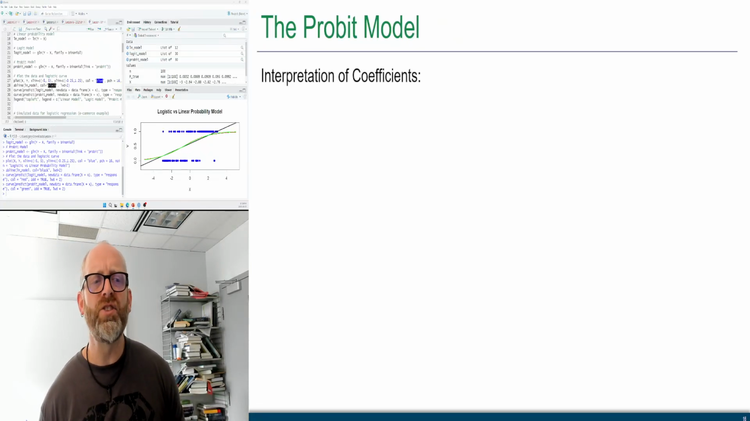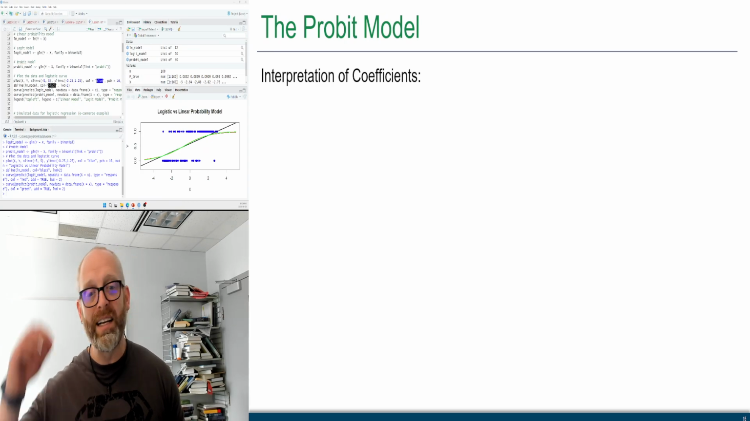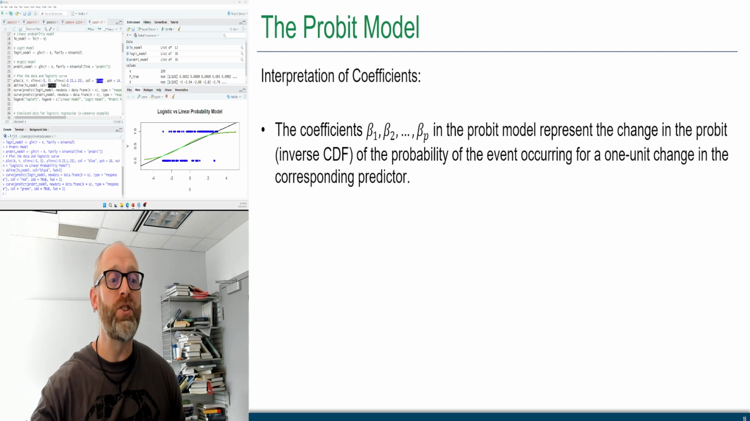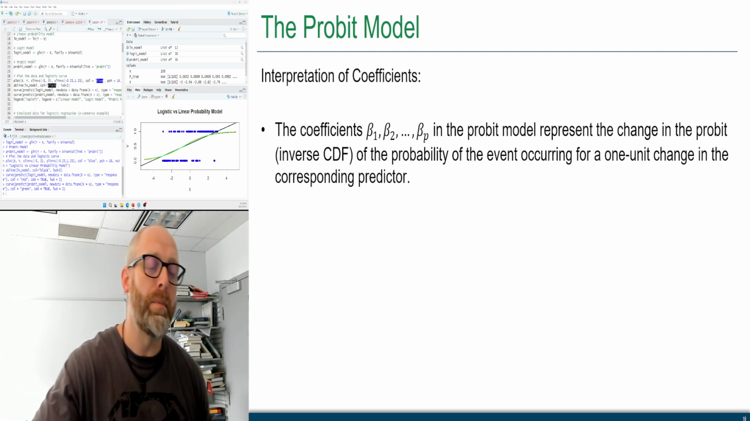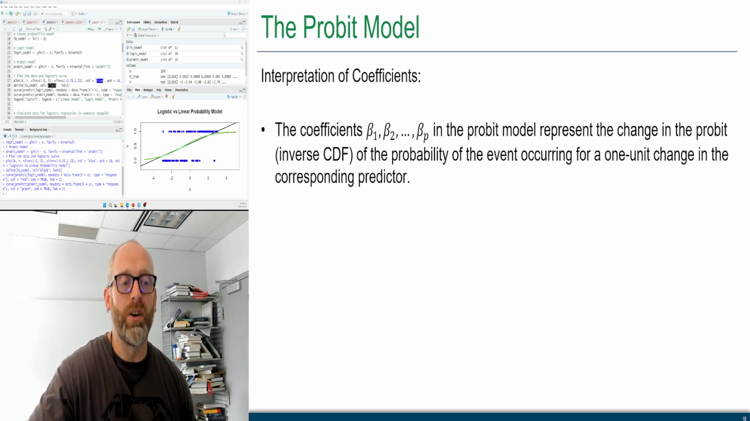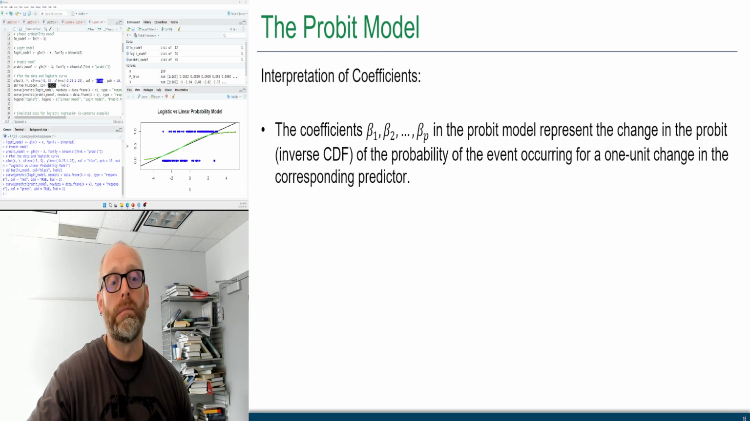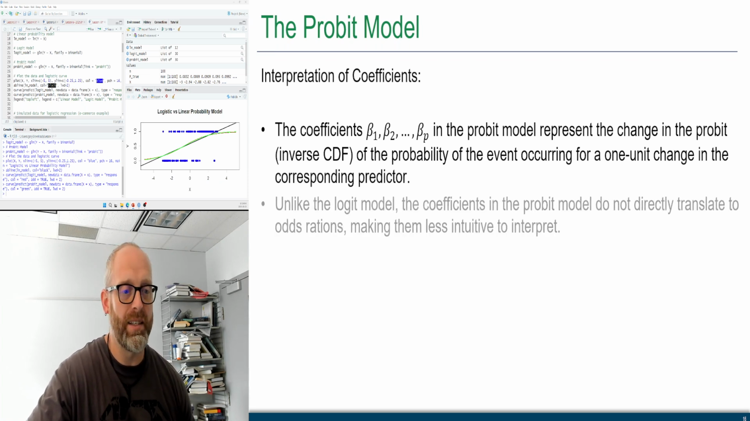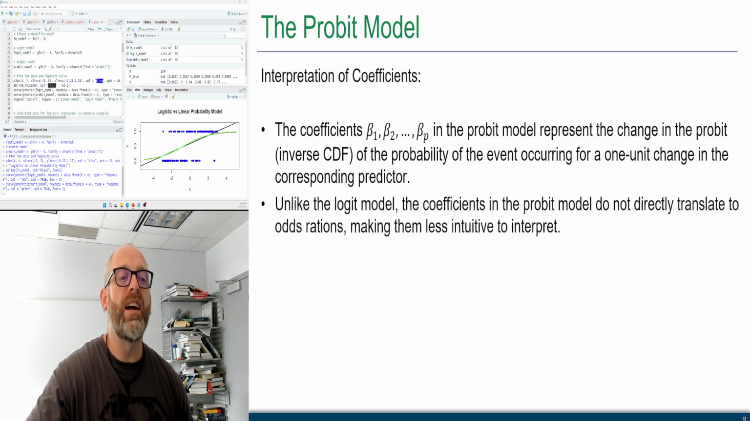All right, so interpretation of the coefficients. This is where things become a little bit more problematic. The coefficients beta 1, beta 2, all the way up to beta p in the Probit model represent the change in the Probit inverse CDF of the probabilities of the event occurring for a 1 unit change in the corresponding predictors, again, leaving everything else fixed. That's even more annoying to try to interpret. So unlike the logit model, the coefficients in the Probit model do not directly translate into odds relations, making them less intuitive to interpret.